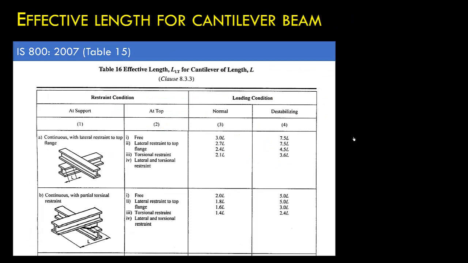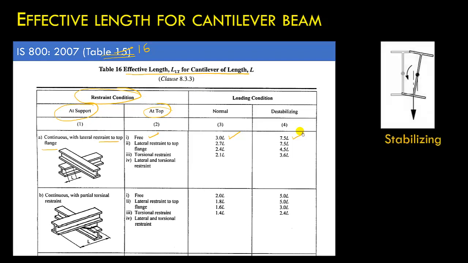Similarly, table 16 of this code gives the effective length for a cantilever beam. So this gives the effective length for a cantilever of length L, with the restraint condition at the support and at the top. So if I have a continuous support with lateral restraint at the top flange and at the top it is free, then for the normal loading condition the effective length is 3L, and for the destabilizing condition the effective length is 7.5 L.